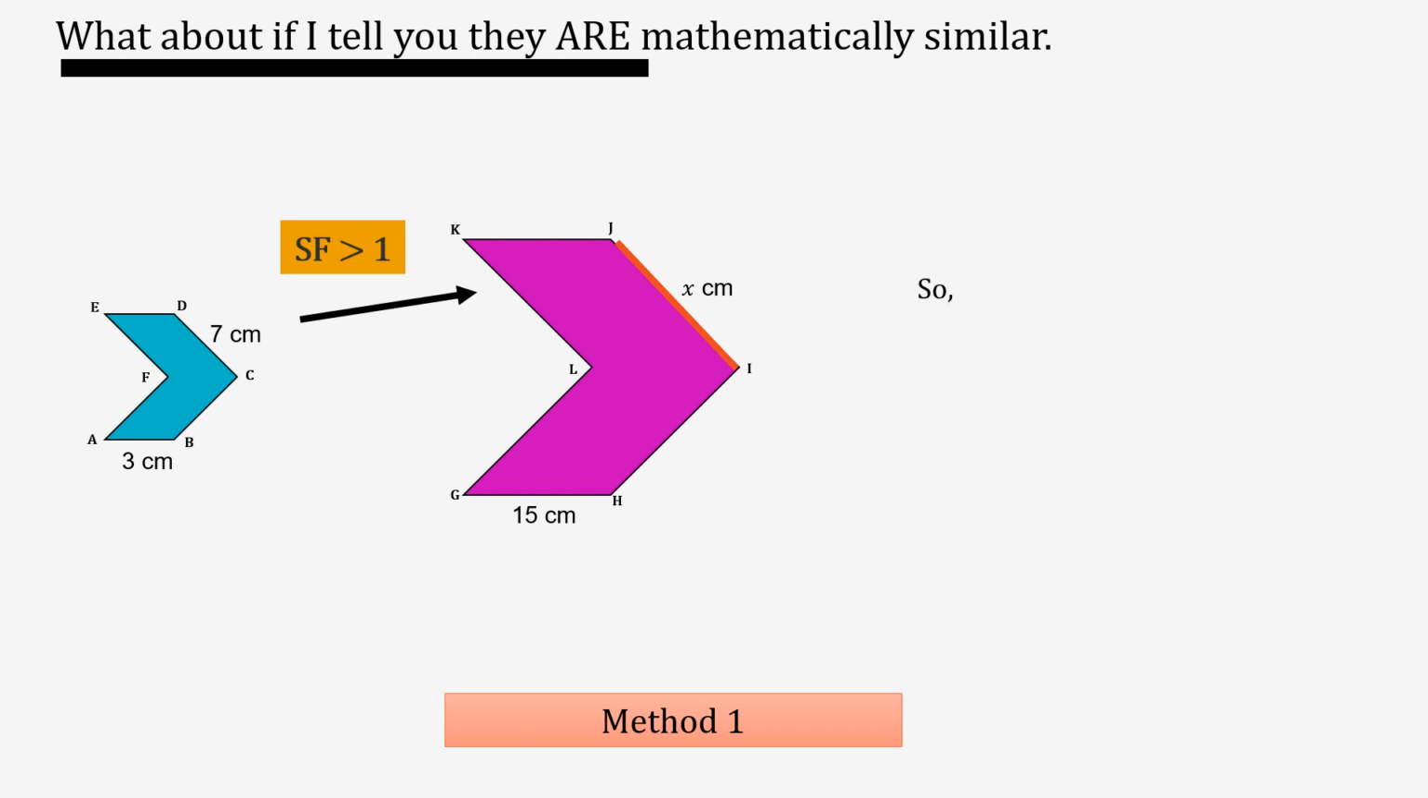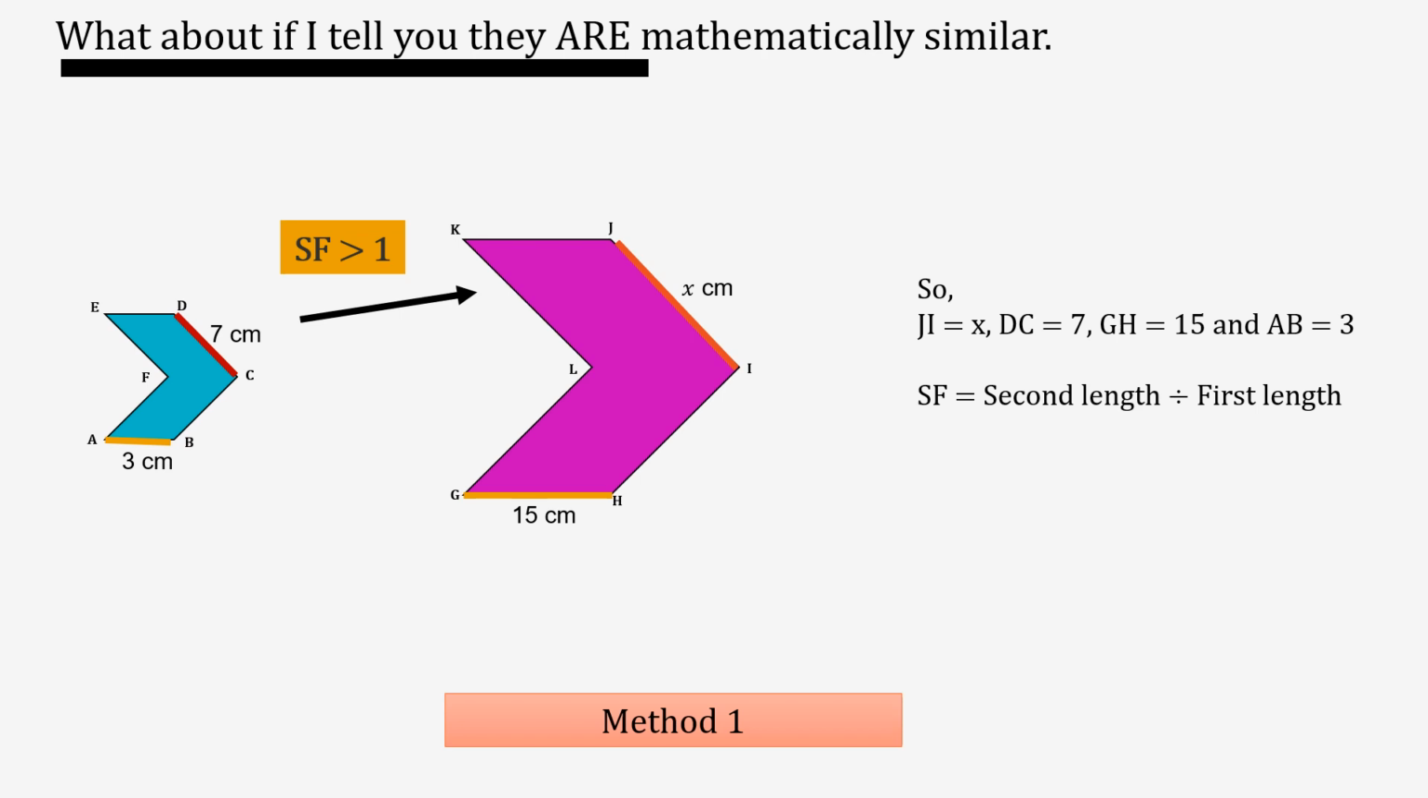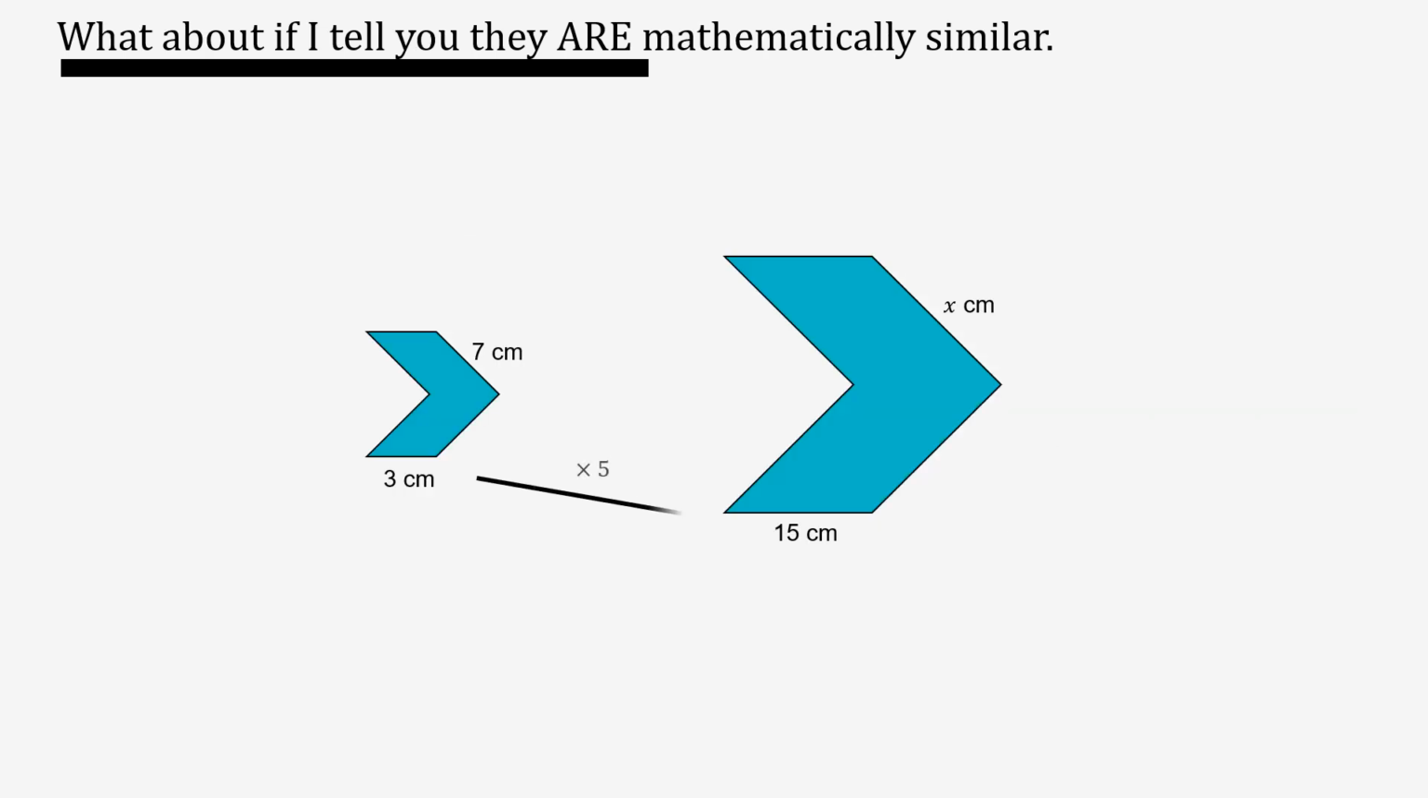To find the x centimeter, first put all the values on a piece of paper and then start finding the answer by following the formula: second length divided by the first length. Now here JI is equal to DC, DC is my 7, times GH by AB, which is 15 over 3. If you put this information in your calculator, the answer you'll get is 35 centimeter. And that's my answer. So this is the first method which you can follow to find the answer to these kinds of questions. Now here's the second method for you to try.